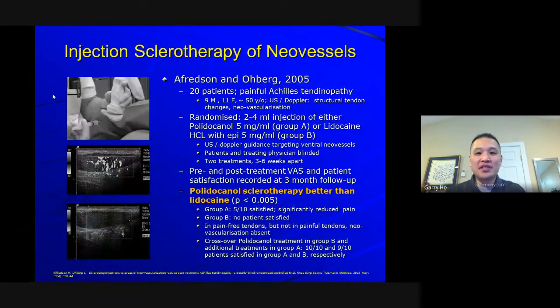And of course, I've mentioned him before that he would inject polydocanol in the surrounding neovessels, obliterating those vessels, and would show some improvement symptomatically, and actually further out, he would even see some change in the tendon appearance, although not significant, but some change as well. Okay, so here's a study by Alfredson and Oberg looking at injection of polydocanol versus lidocaine to those surrounding neovessels and finding that result of increased or decreased pain.